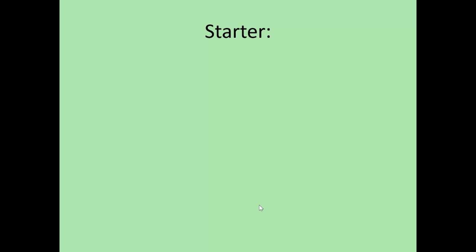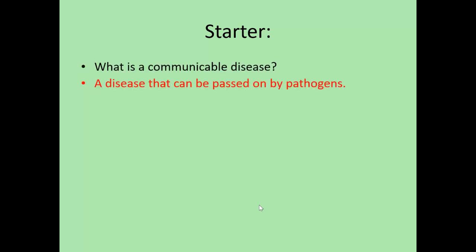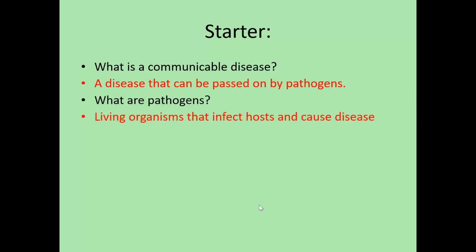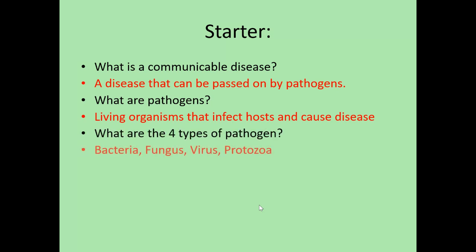Hello, welcome back. Communicable disease is a disease that can be passed on by pathogens. So what are pathogens? They are living organisms that infect hosts and cause disease. Now a host would be a living thing that has the pathogen inside it that causes the disease inside them. The 4 types of pathogen that we looked at in the infection and response unit are bacteria, fungi, virus, protozoa.